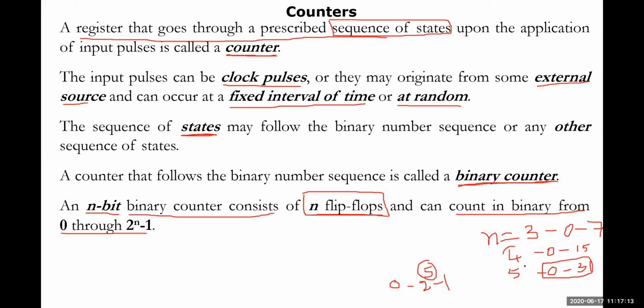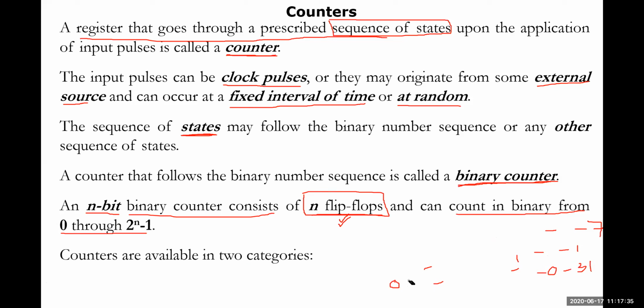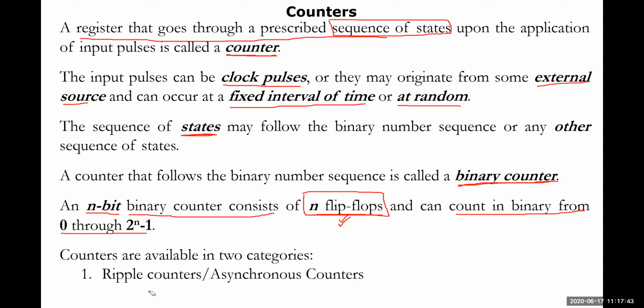N is equal to 4, therefore you require only 4 flip-flops. N is equal to 3, you require only 3 flip-flops. They will be connected in series. Based on that, the counting operation takes place. Counting operation takes place over there. So now let us consider that there are 2 different categories of counters available here. The first category is called a ripple counter, otherwise an asynchronous counter.